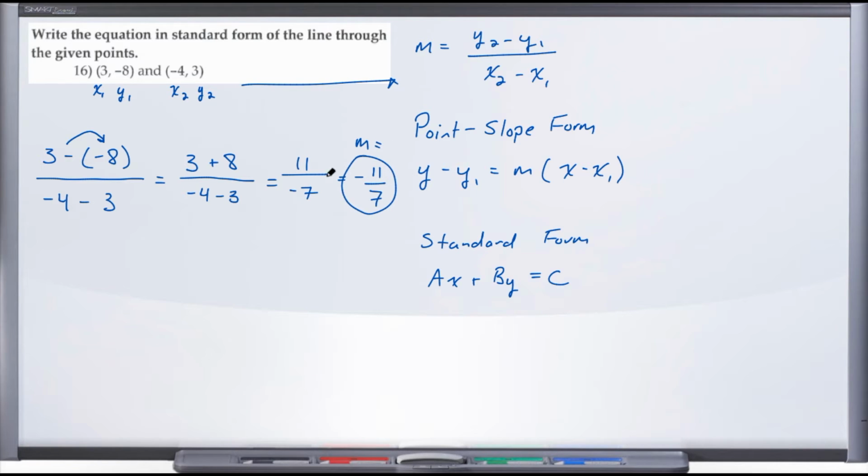And now that we have a slope, we can choose one of these 2 points to plug into our point-slope form, right? Because we need an m and we need a single point to be able to use this point-slope formula. Now that we have our m, you can choose either one of these 2 points. It doesn't matter, you'll still get the same answer. We're going to plug the information into the point-slope form, and then write our equation in standard form. So I'll choose the second point that we're given here.